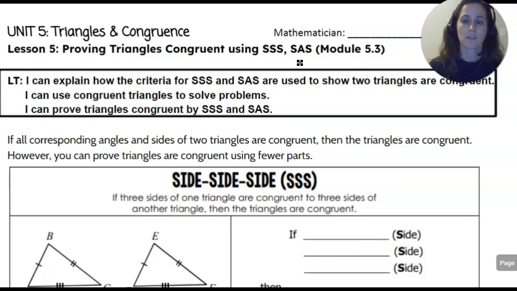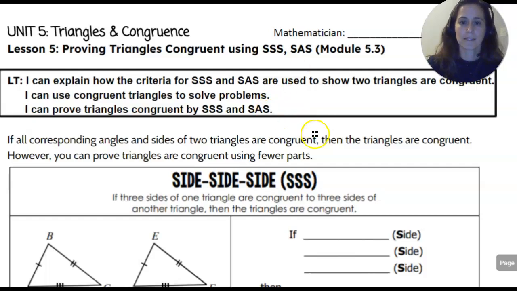So in the past, we've learned that for triangles to be congruent, you have to show that all 6 corresponding sides and angles are congruent. That means all 3 corresponding sides and all 3 corresponding angles must be congruent and represented in your proof. This time, we're going to take a look at some shortcuts. So instead of having to show all 6 parts are congruent, we now only have to show 3. Today we're going to introduce 2 of the few ways to prove triangles congruent.